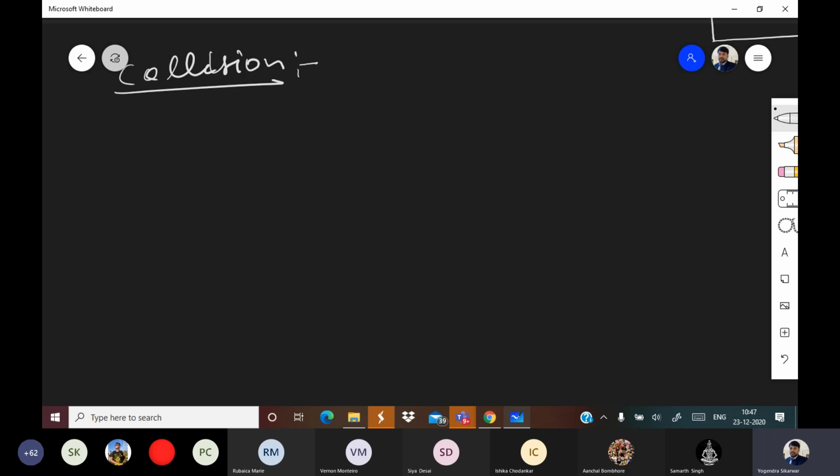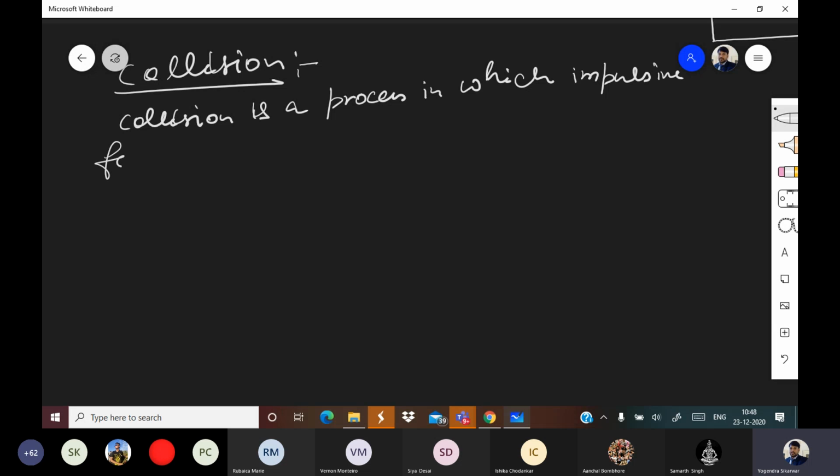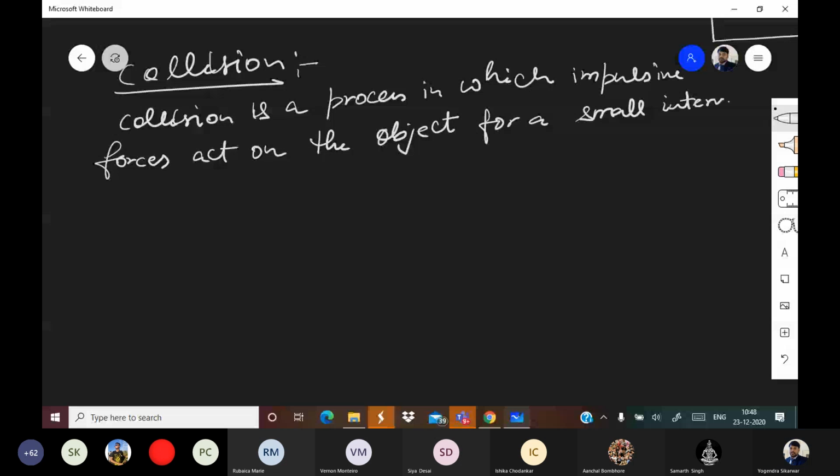Okay. So what is common in all of these? That collision is a process in which impulsive forces act on the object for a very small interval of time, and create a big impact.